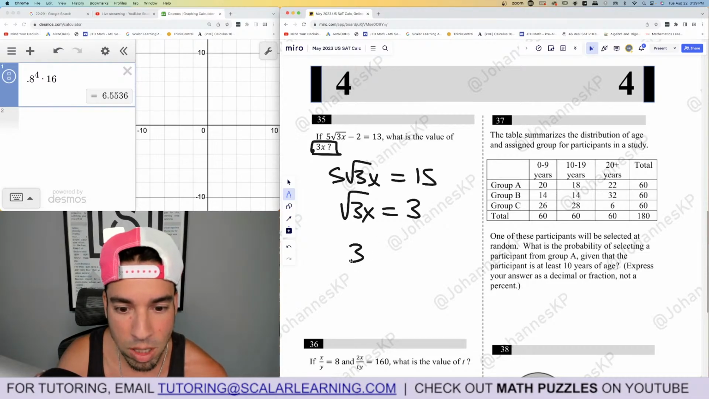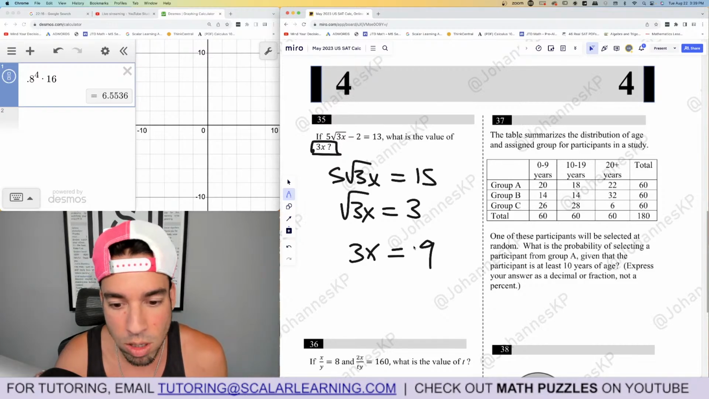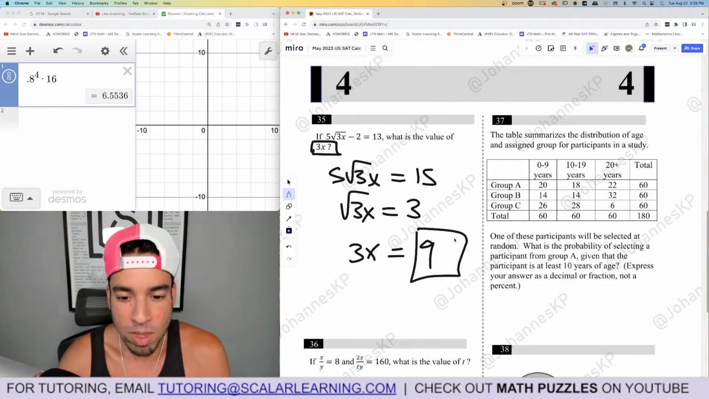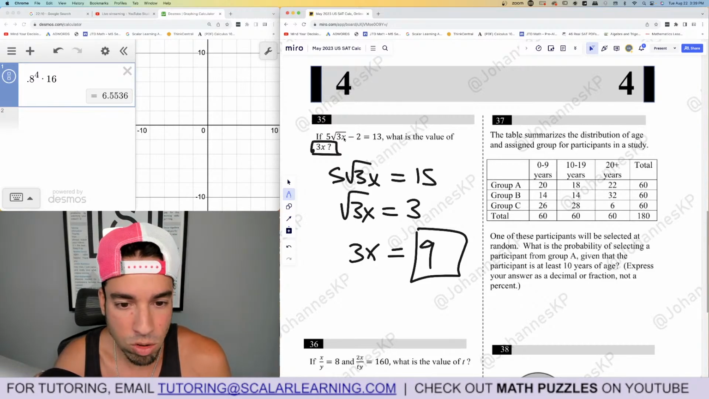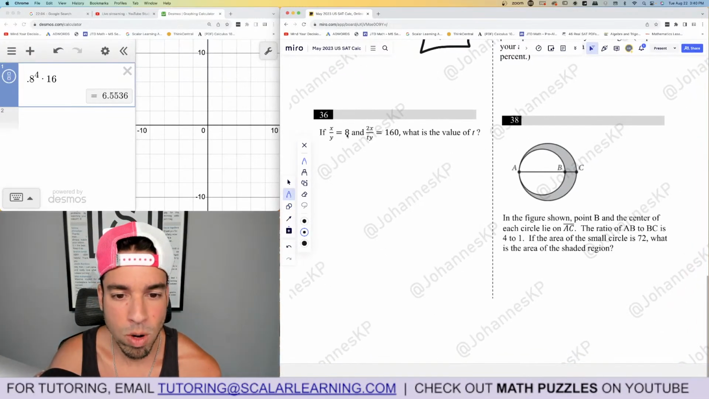Then I'm going to square both sides. But look at this, I get 3x equals 9. I don't want x, x is 3. I want 3x, which is 9. Now we're going to plug it back in and double check. If we replace that with 9, square root of 9 is 3, times 5 is 15, minus 2 is 13. Boom, verified.